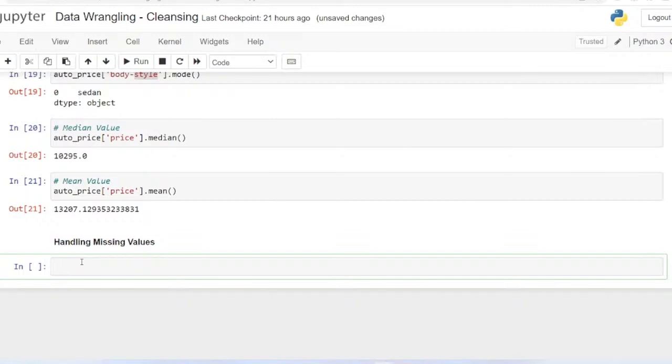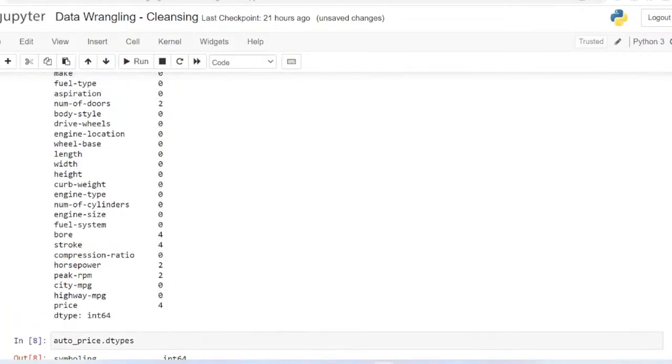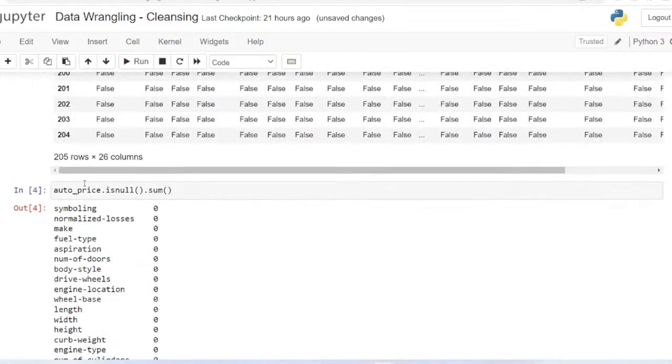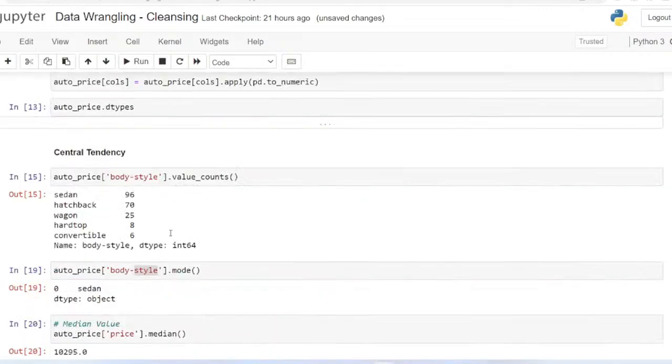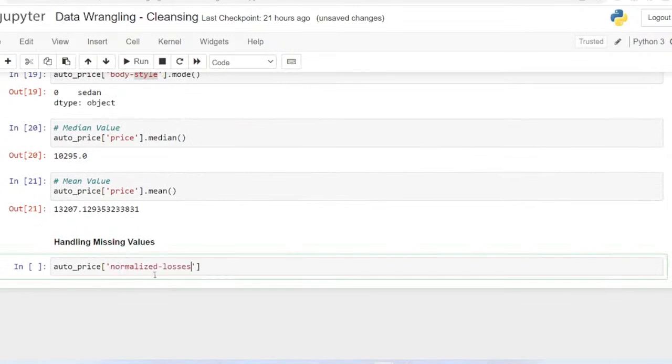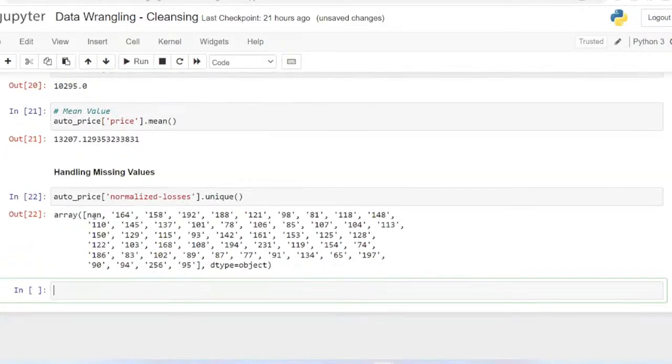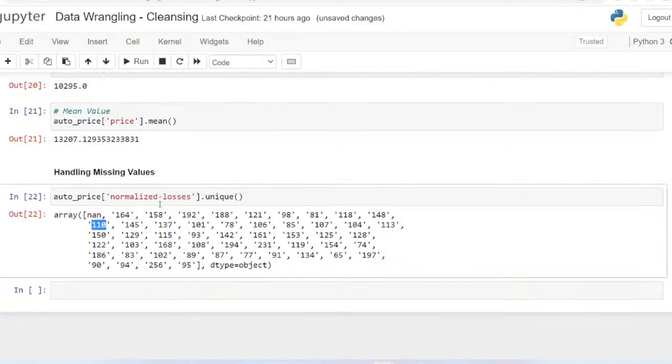Once you see the value here with auto underscore price, in this situation we have got a lot of missing numerical values. What we can do is pick our normalized losses. Once we have taken the normalized losses, we apply here dot unique. Once we take the dot unique function, you see the nan value as well. Ignore that. You can see this is a continuous type of data, right?